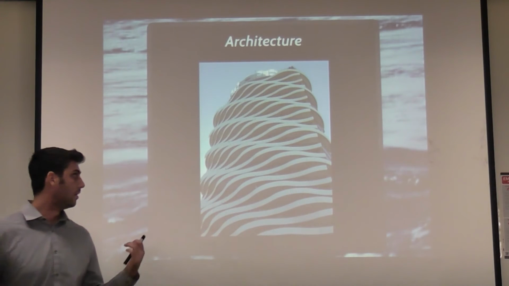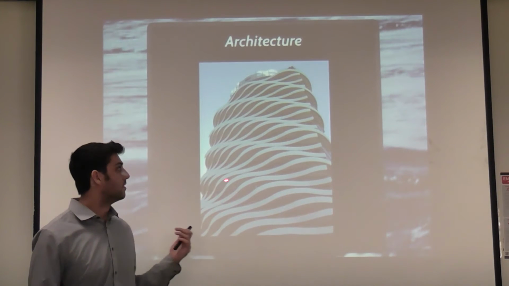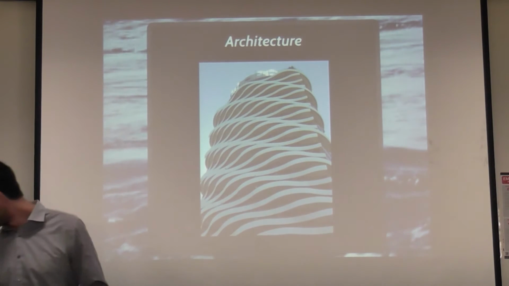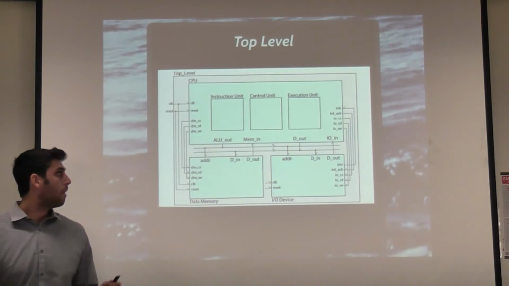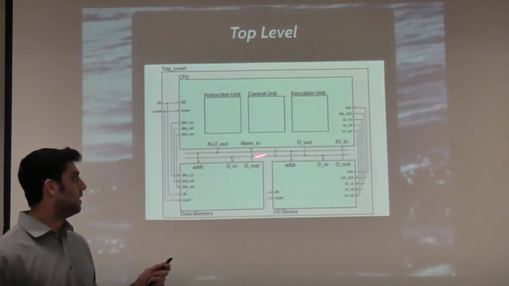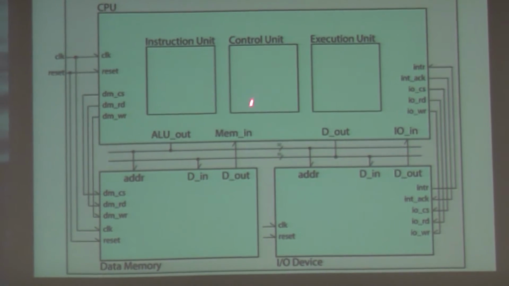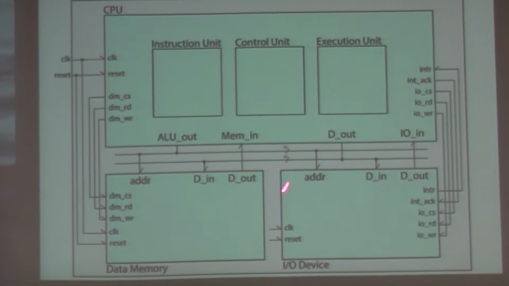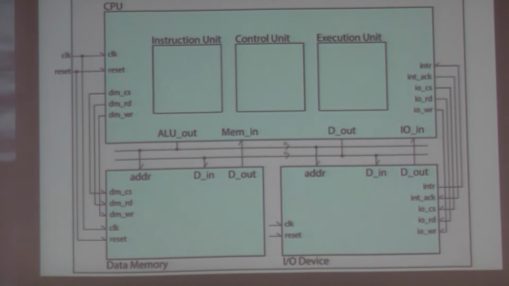All right, so that's basically the overview. So let's get into the architecture. Here is a top-level diagram. Basically, we have the CPU unit up here on top with the data memory and the I/O module.